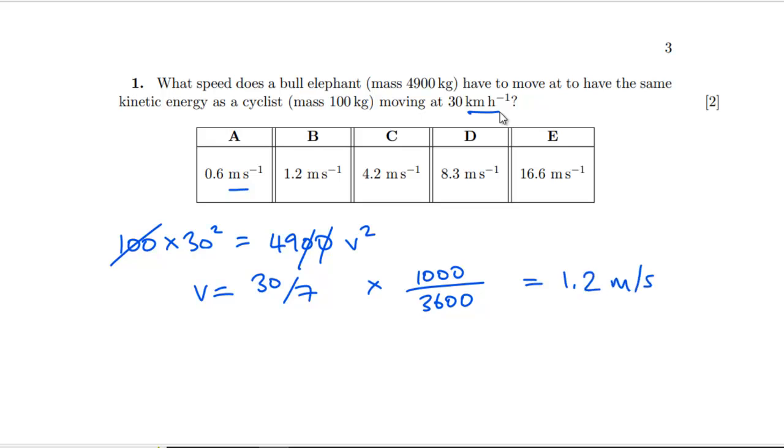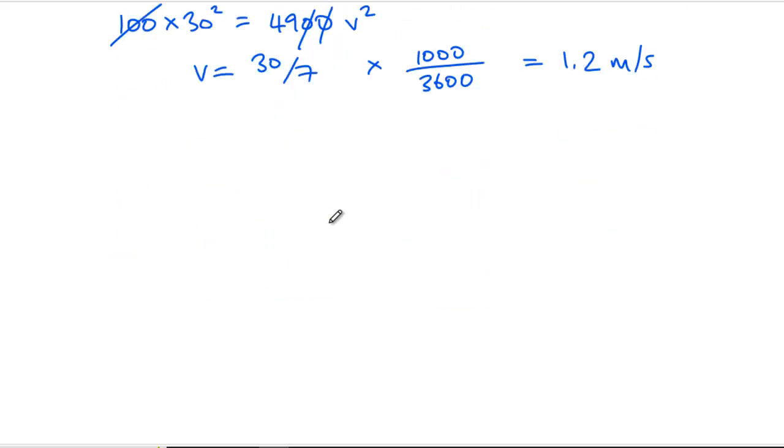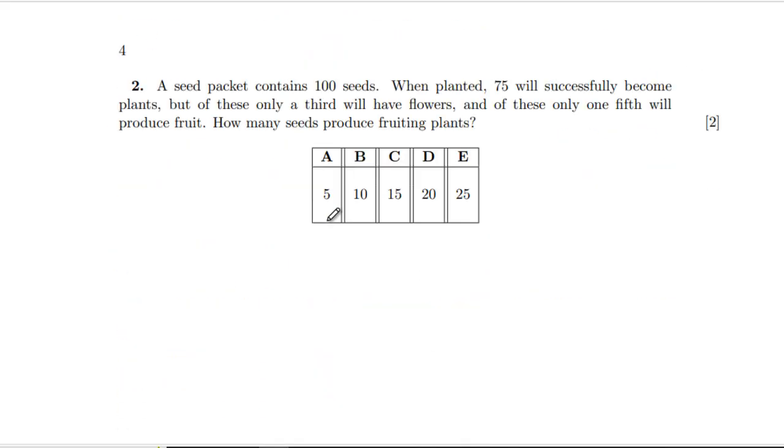Right, so yeah, I suppose if you had not spotted the unit change, what are they trying to tempt you into? It's not far off of C, is it? 30 divided by 7. Yeah, so they're trying to sucker people into picking a C rather than a B on that one. Anyway, question 2.